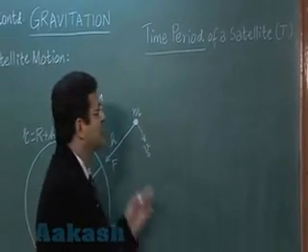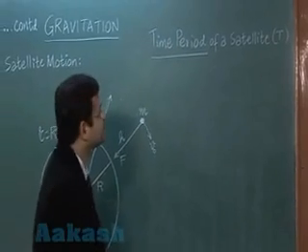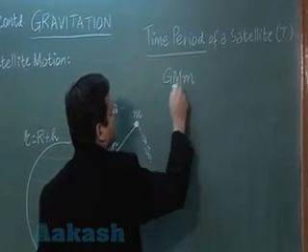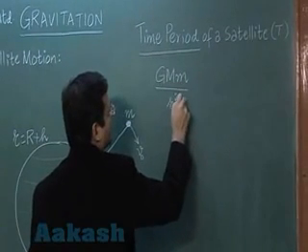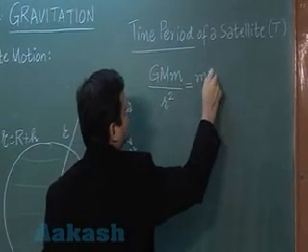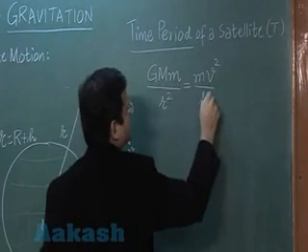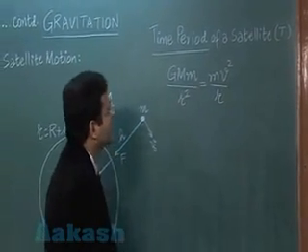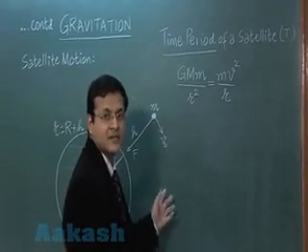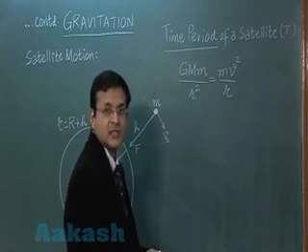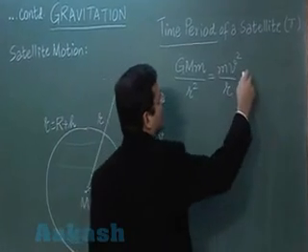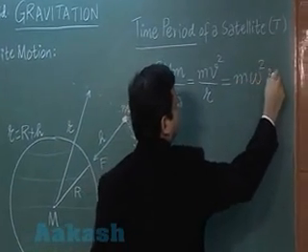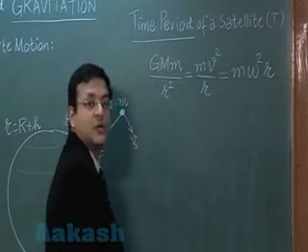Then you can start off from your same basic equation, that net force towards the center, that was GMm by r square. This was equal to mv square by r. And if you are interested in time period, then this v can be replaced by omega r as well. Omega was the angular speed, if you remember. So this can be written as m omega square r. You understand? This can be written like that also.